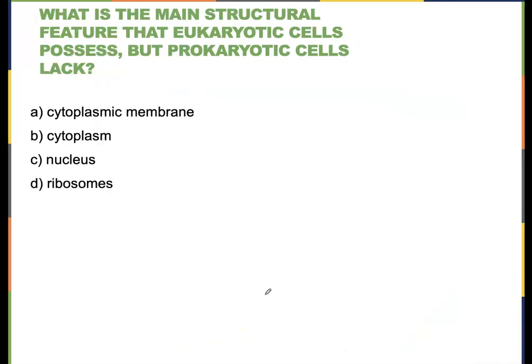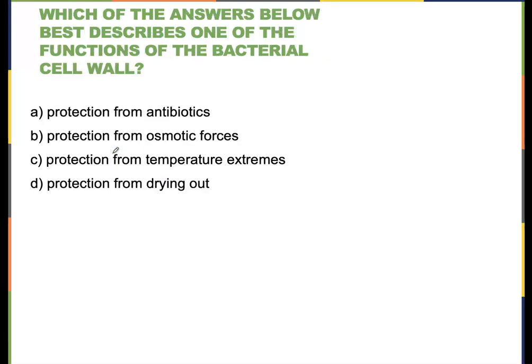All right, some questions at the end. What is the main structural feature that eukaryotic cells possess but prokaryotic cells lack? We should recognize that the nucleus is our eukaryotic feature.